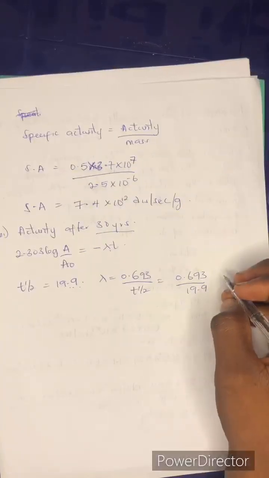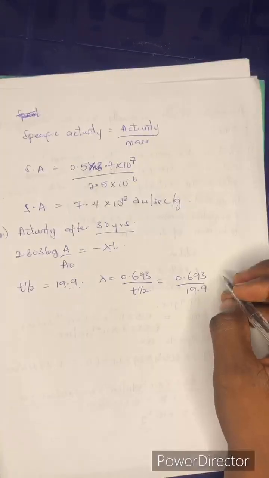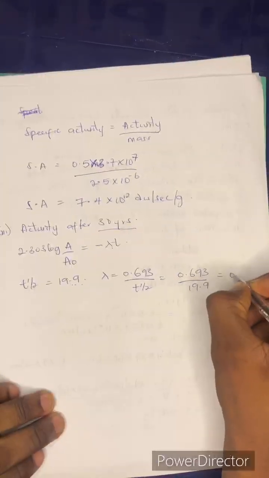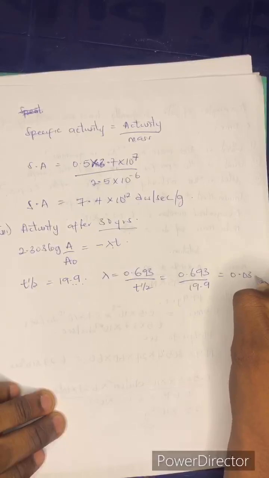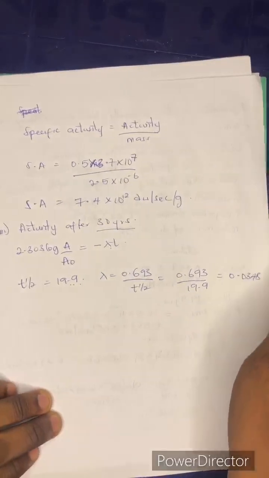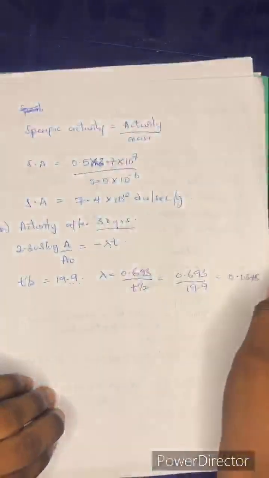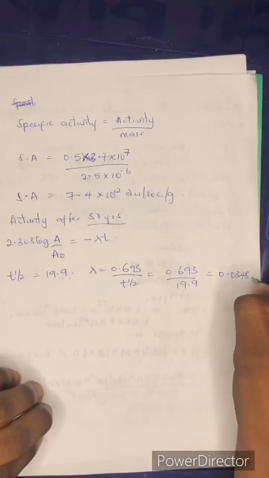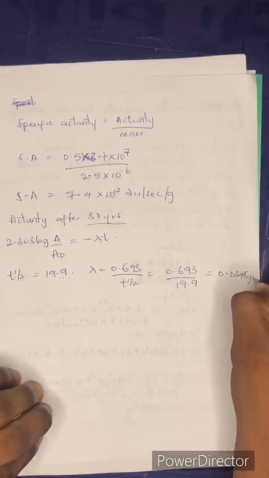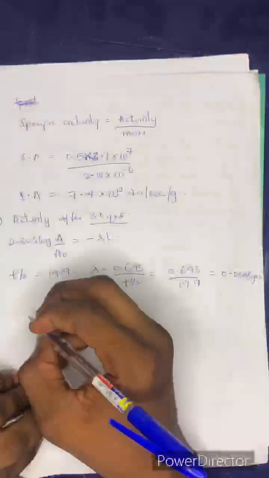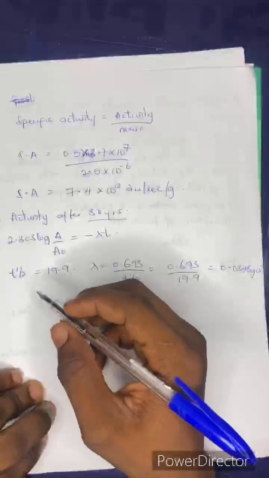That should give us 0.693 divided by 19.9. That should give us 0.0348. Yes, that's what it gives you. This is in per year. Sorry, not per minute, not per hour. That should be in per years. So we have our lambda in per years.